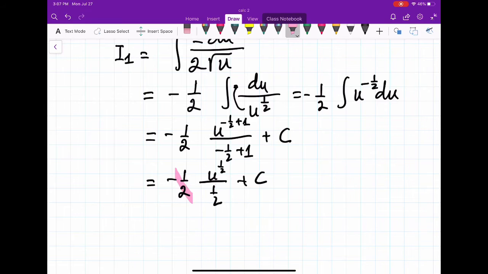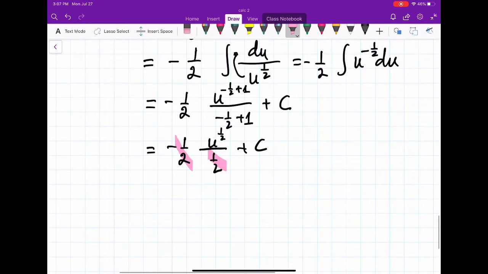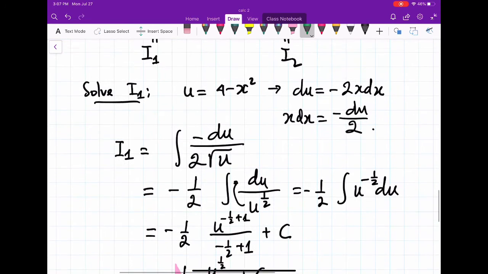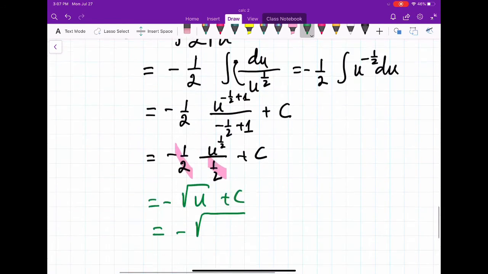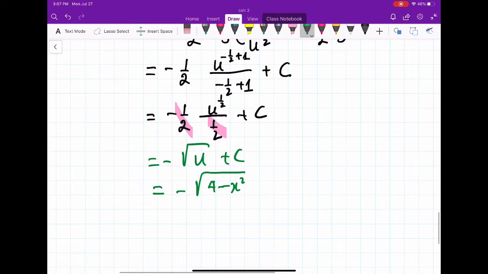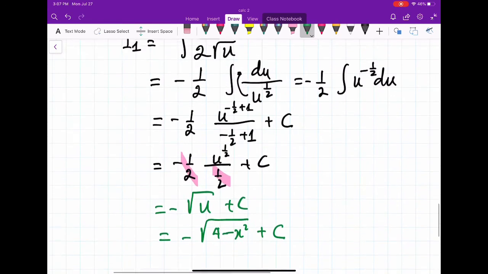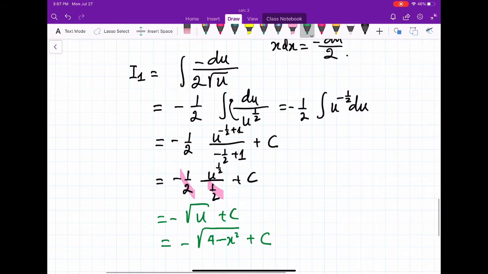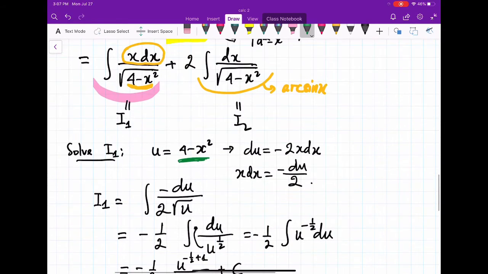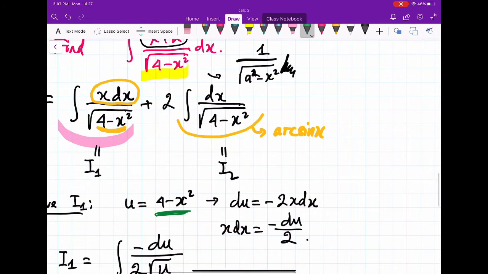We might simplify 1/2 here and 1/2 here. We have negative square root of u plus c, or negative square root of what is u? u is 4 minus x squared. Okay, negative square root of 4 minus x squared plus c. So that is the first integral, you see. The second integral, we can write the answer right away because we know the formula. That is arc sine of x over 2 plus c.